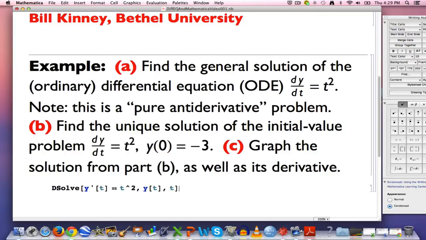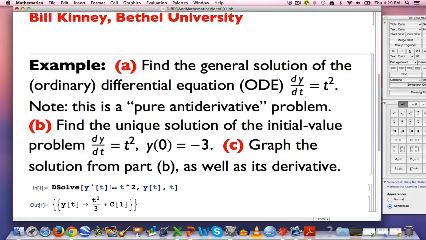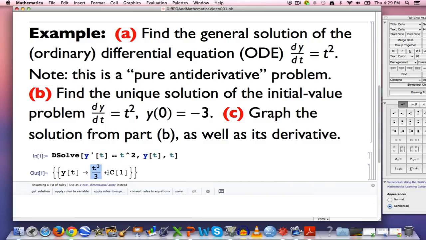So here we go. I can enter this. How do you enter code in Mathematica? Well, you need to make sure your cursor is on the given line. It doesn't matter where it is. You can see this cell over here is specifying that this is one line of input. Doesn't matter where you put the cursor. On a basic keyboard, if you do a shift return, that will enter this code and spit back the answer. There it is. t cubed over 3 plus C.